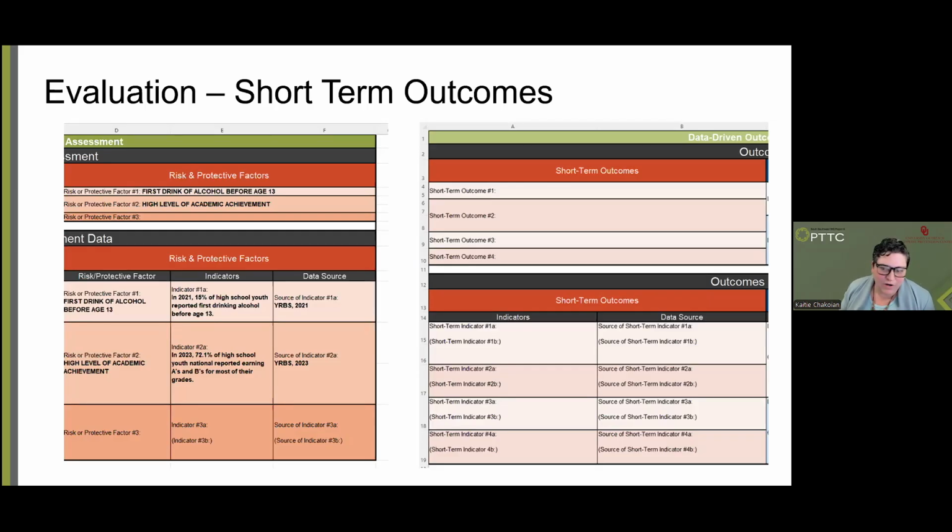Let's ask a different question. So what would be a short-term indicator that the protective factor of high level of academic achievement is being maintained or increased? GPAs, great, Jules. And we could look at that at a district level, right? Or at a school level. We don't need to see individual students' GPAs. But if we're seeing on average that we're keeping that mostly A's and B's, that's a great indication. Perfect.